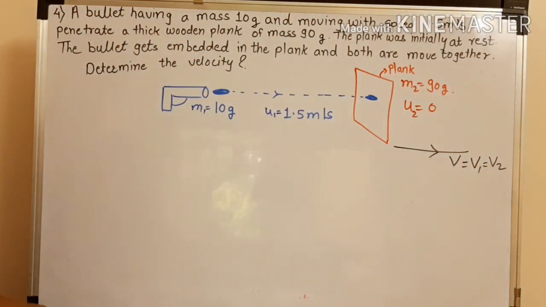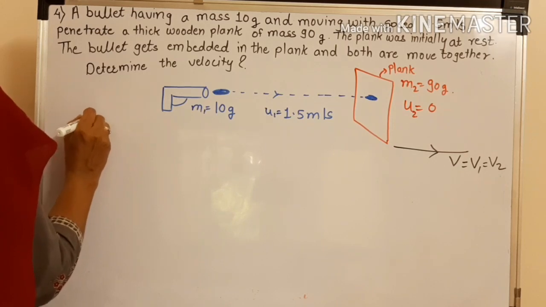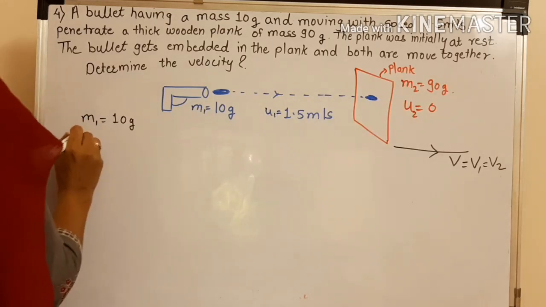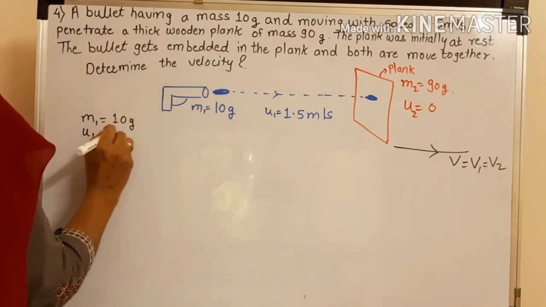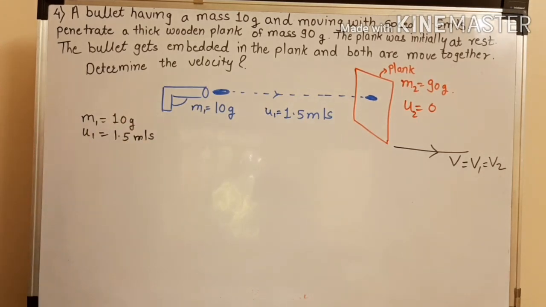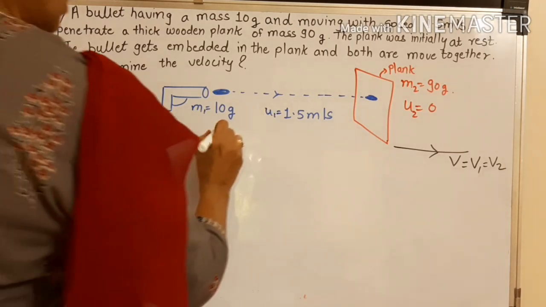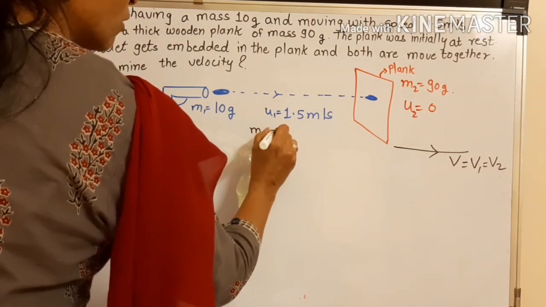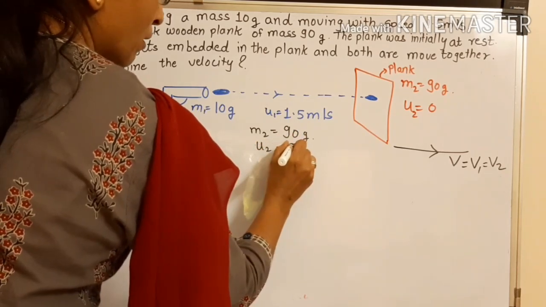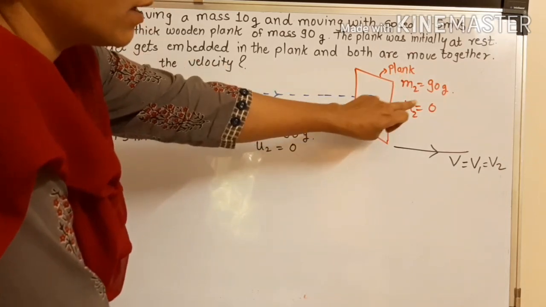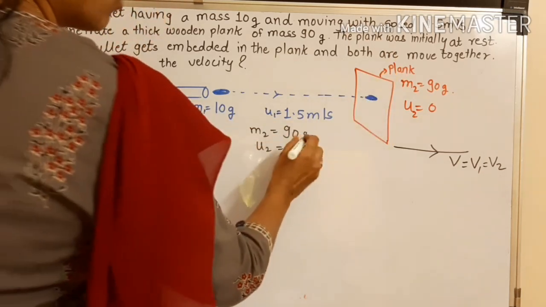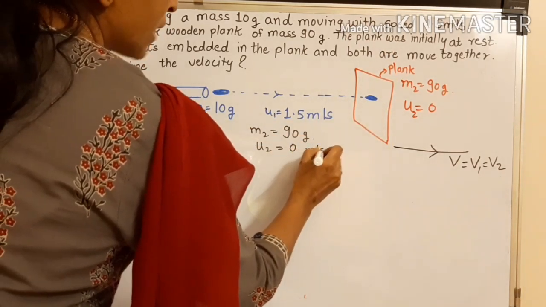So I write what is given. M1 is equal to 10 grams, U1, the initial velocity, is equal to 1.5 meter per second. Similarly, M2 is equal to 90 grams, and U2, because the plank is at rest, the initial velocity of the plank is 0 because the plank is not moving, so U2 is equal to 0 meter per second.